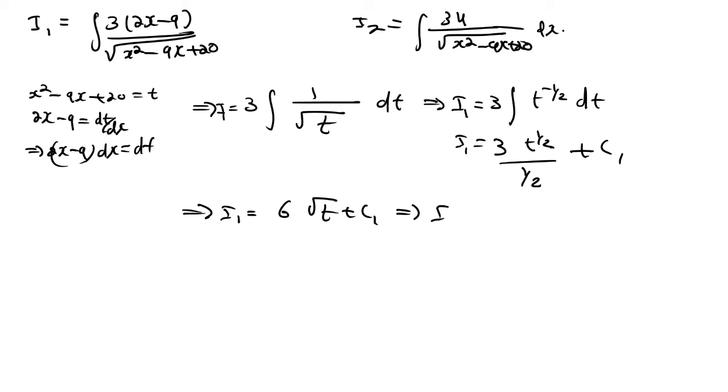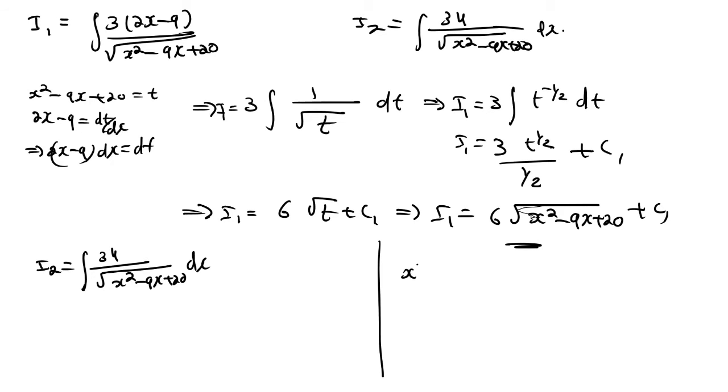This implies I1 value is equal to 6 into root of t value, where t value is equal to x square minus 9x plus 20, plus c1. So I1 value is 6 into square root of x square minus 9x plus 20. Okay, x square minus 9x plus 20.